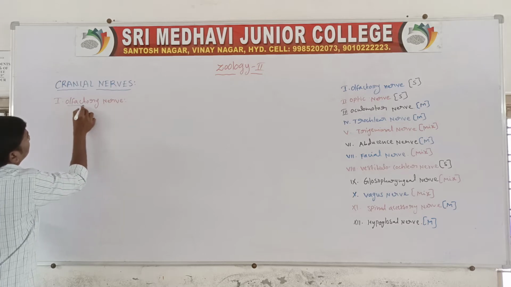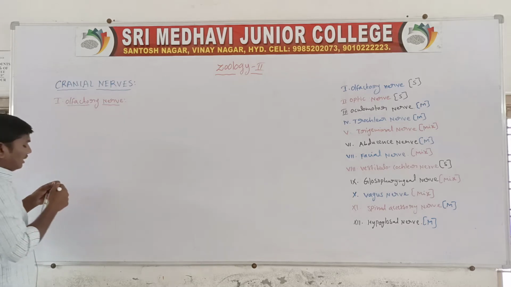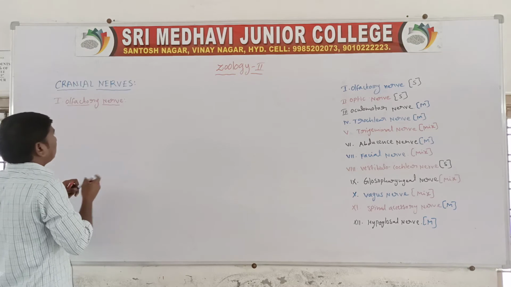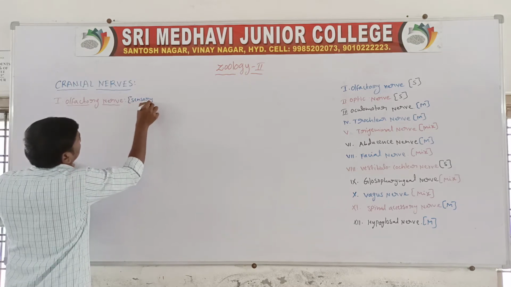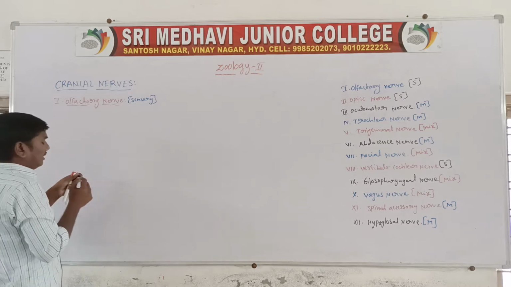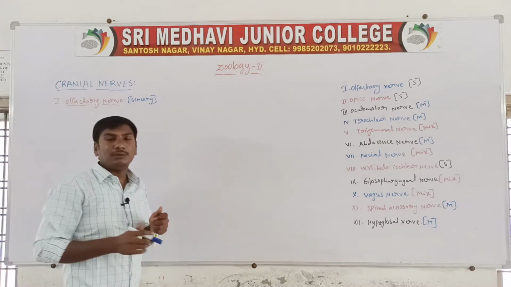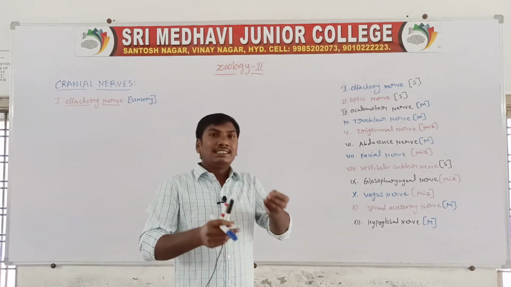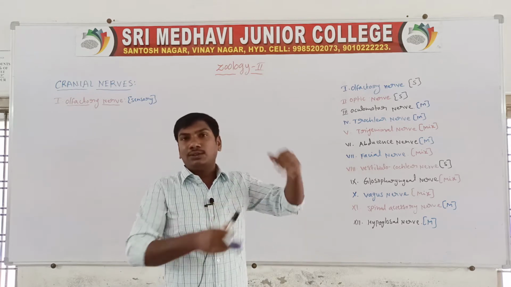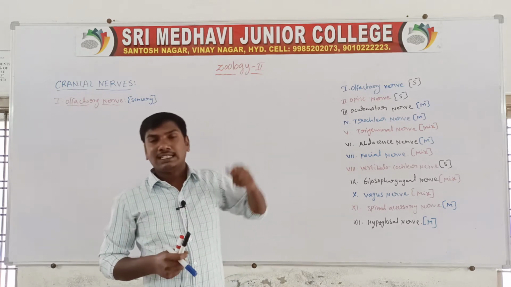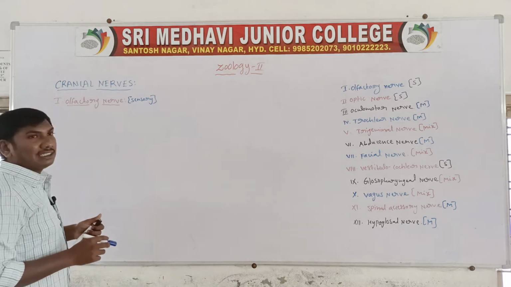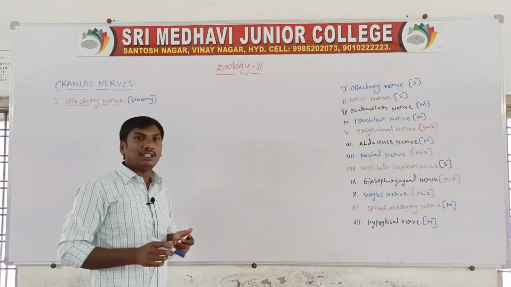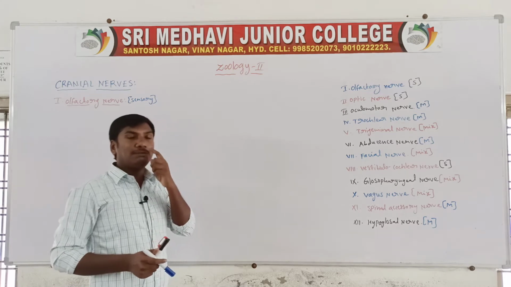First one, the olfactory nerve. It functions as a sensory nerve. Sensory nerve means impulses are sent from the sensory organ to the central nervous system. The olfactory nerve starts from the olfactory epithelium of the nasal chamber.